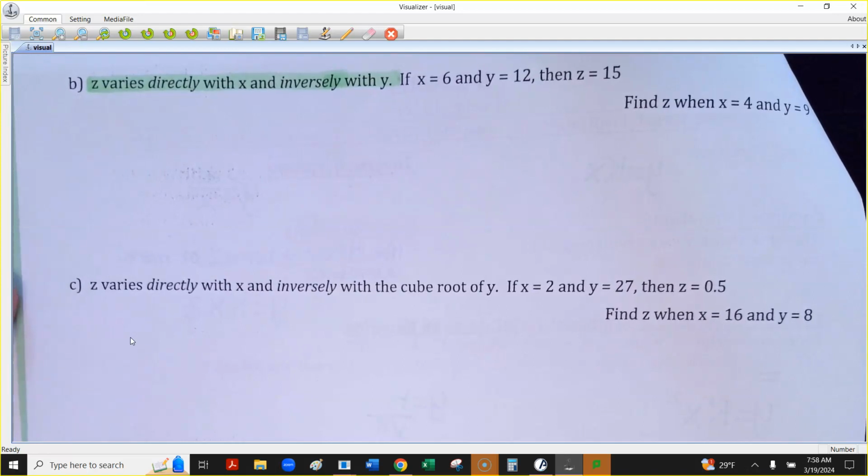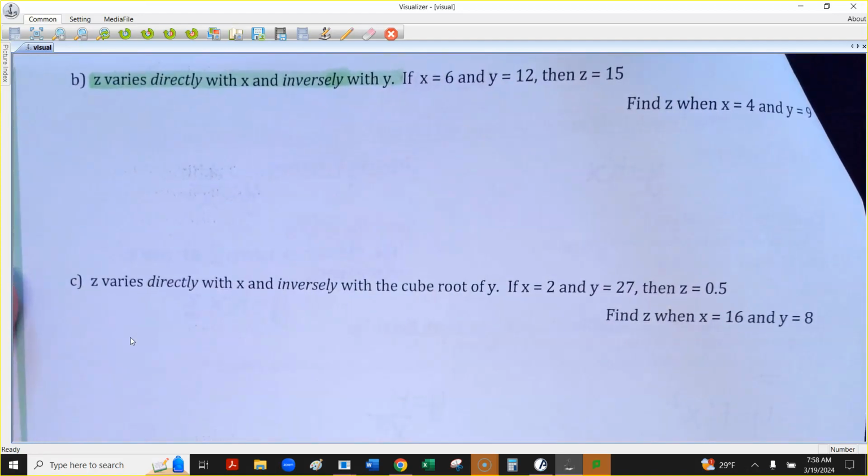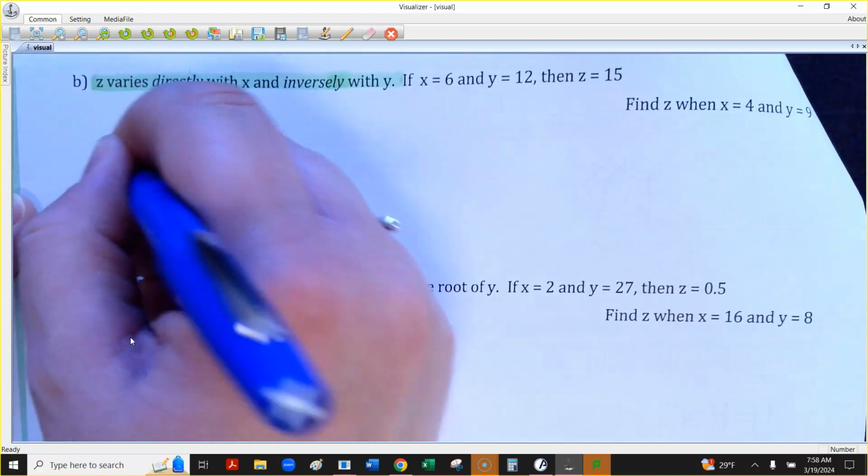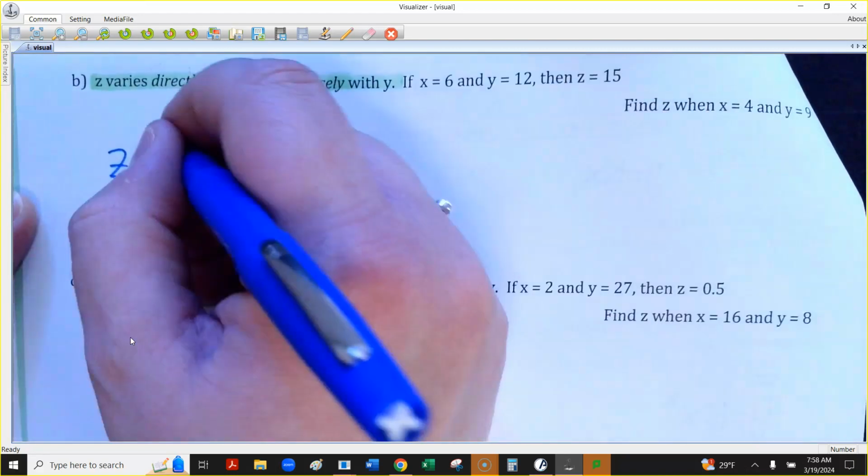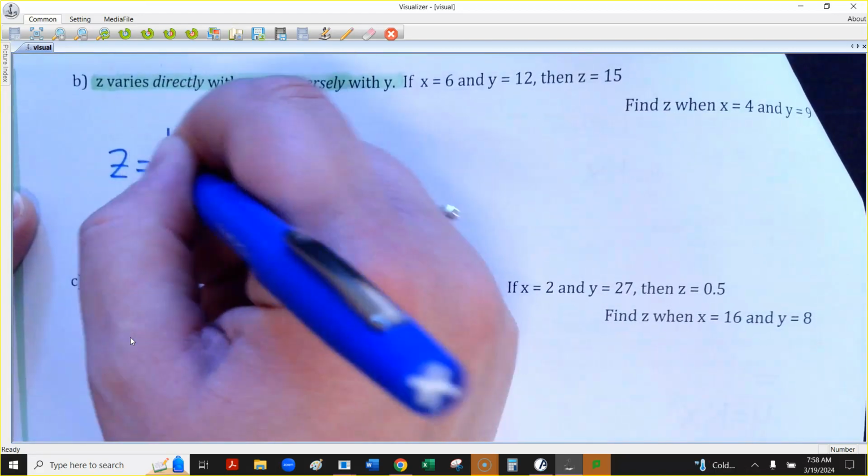Oh, don't everybody volunteer at once. What do we think? Yes, ma'am, go ahead. Perfect. kx divided by y. Just don't forget the k.